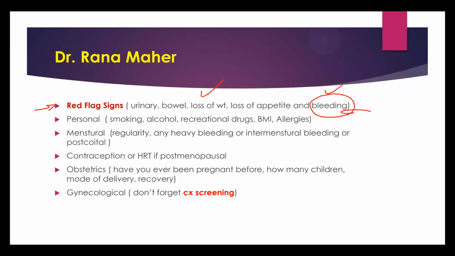If you asked about the lump and pain in the history of the present illness, so just keep the red flag signs: urinary, bowel, loss of weight, loss of appetite. Some personal questions are very important, like smoking, alcohol, and using of recreational drugs.